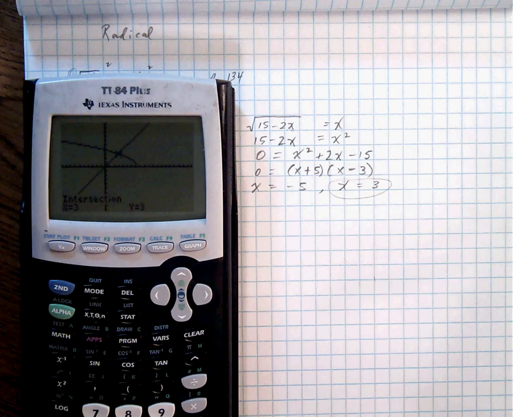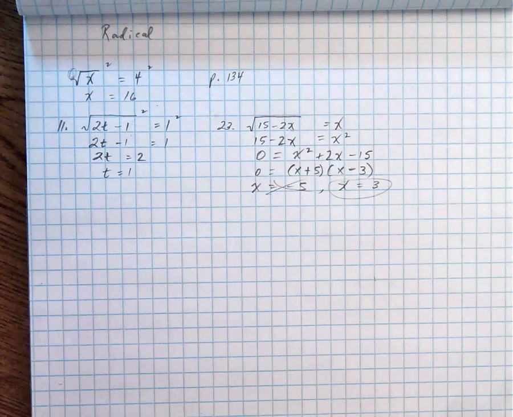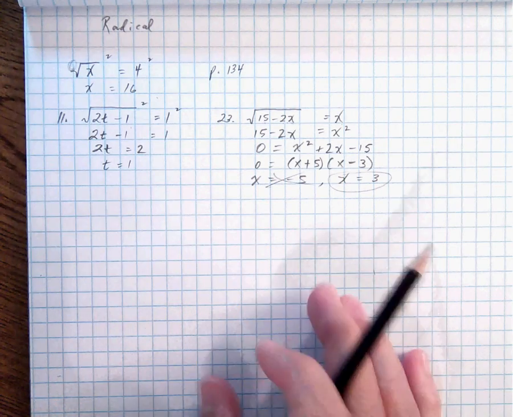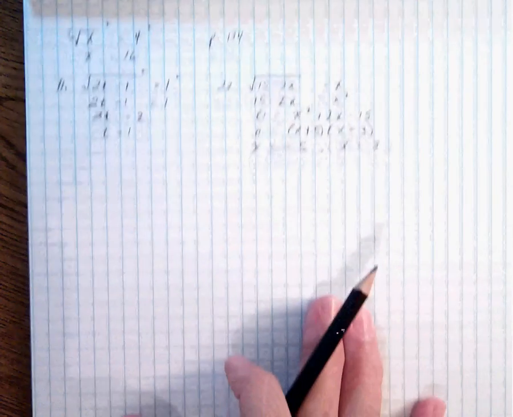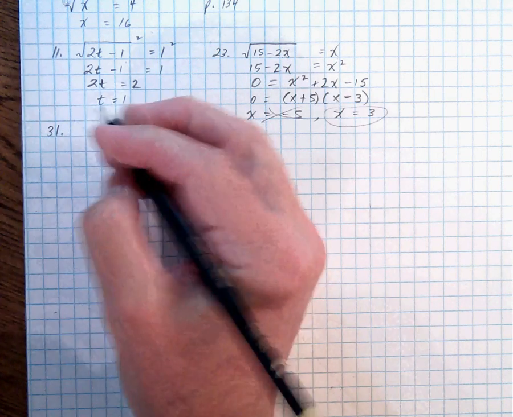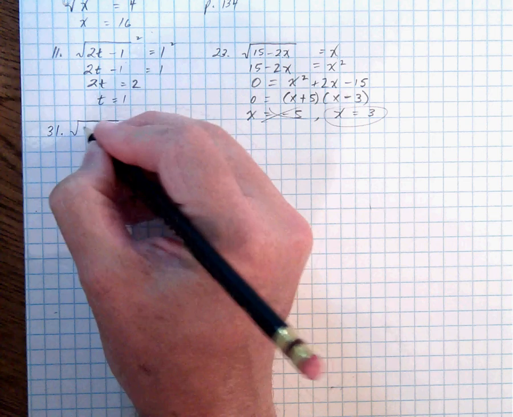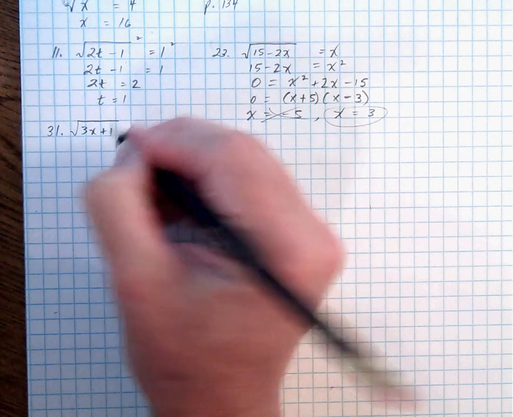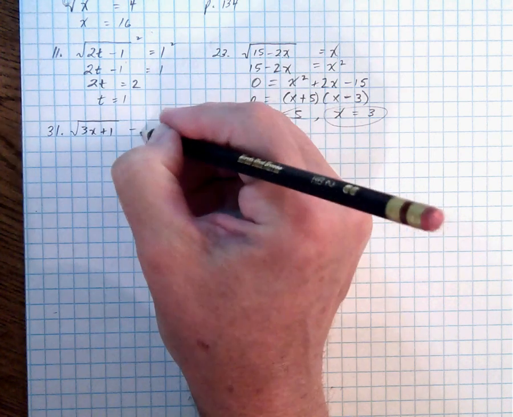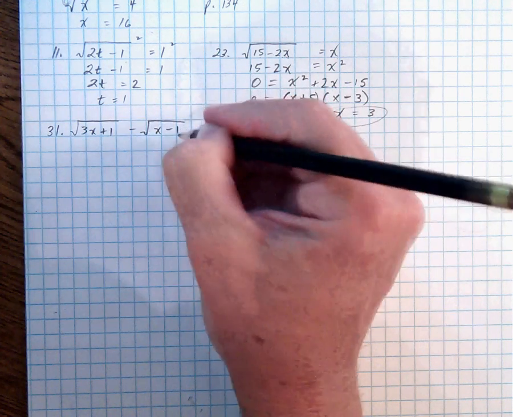And you get 3. So -5 is extraneous. Alright, 31. The square root of 3x plus 1 minus the square root of x minus 1 is 2.